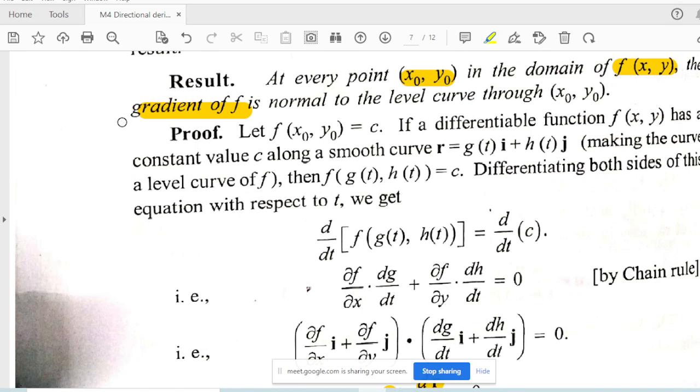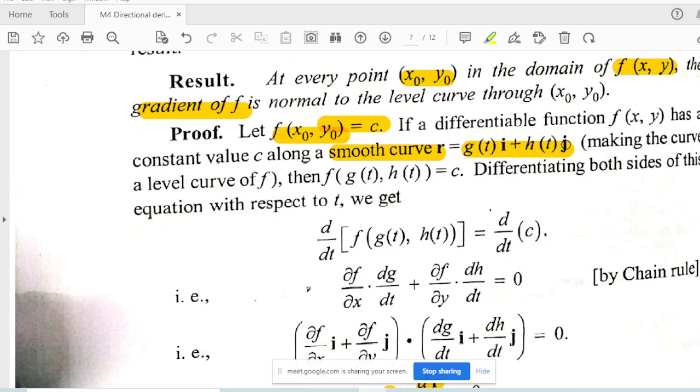So according to our result, gradient f is always a normal vector. Normal means perpendicular vector. So we have to prove that. So for that, first we are going to consider a function f of xy and f of x0, y0 equal to c. And a smooth curve, we are going to assume smooth curve vector r is equal to g of t i cap plus h of t j cap.